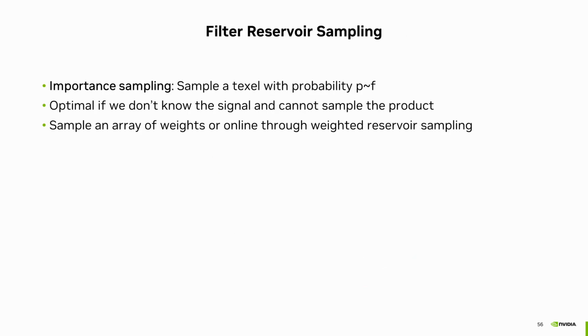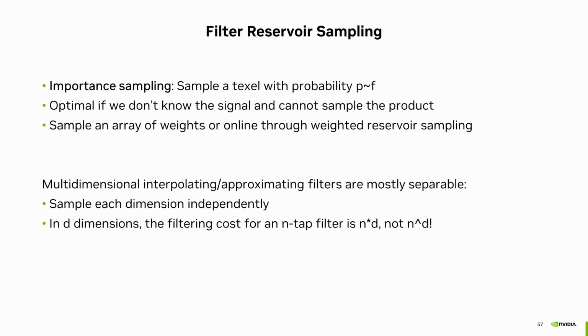Effectively, this is importance sampling. We sample a texel with probability p proportional to the filter value, and this is the optimal approach if we don't know the signal and we cannot sample the actual filtering product. We can sample the array of weights by evaluating all of the filter weights and filter function, constructing a discrete CDF and sampling from it, or we can sample online through weighted reservoir sampling. Again, details are presented in the paper.